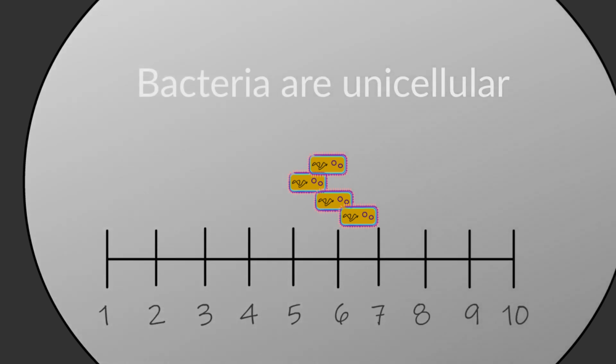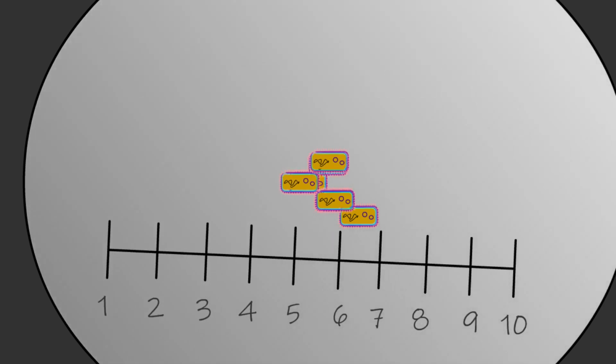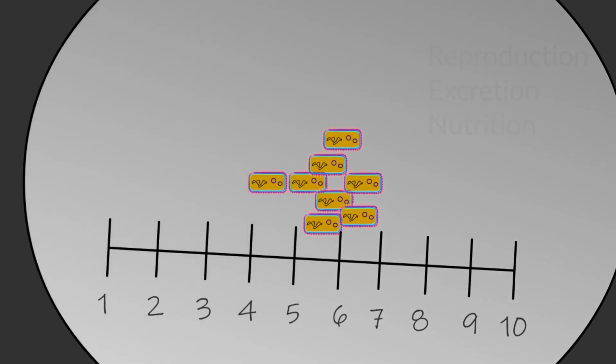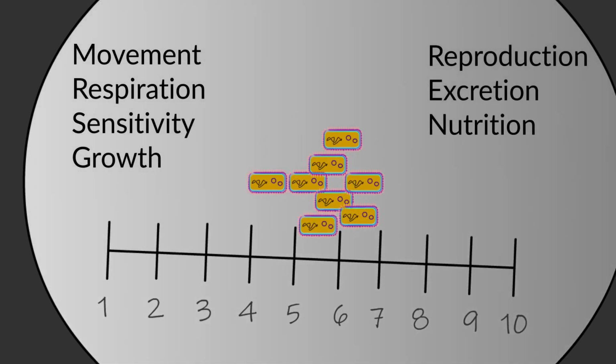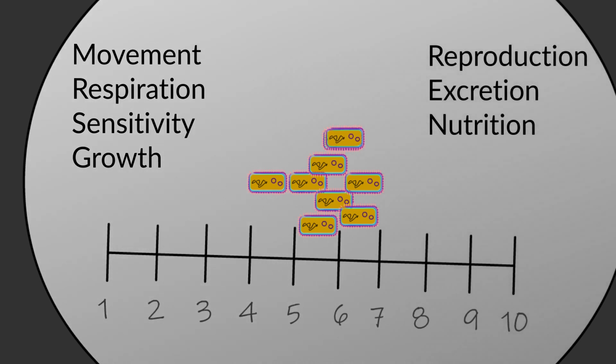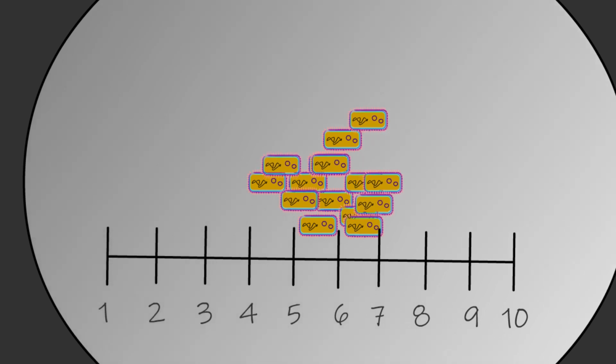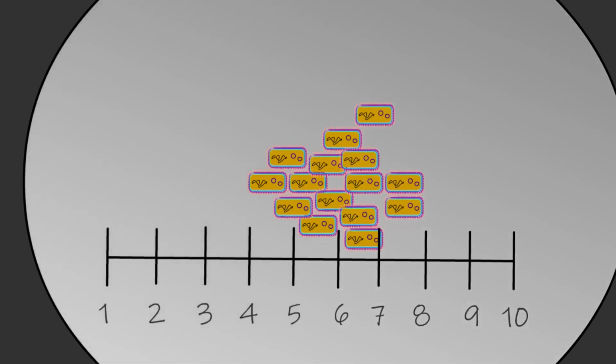Bacteria are unicellular, which means one bacteria is a complete organism, a living thing, and can carry out all 7 life processes on its own. Bacteria have specific organelles, some the same as eukaryotic cells, but some different. So let's zoom into one and take a look.